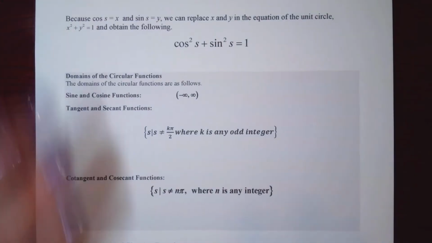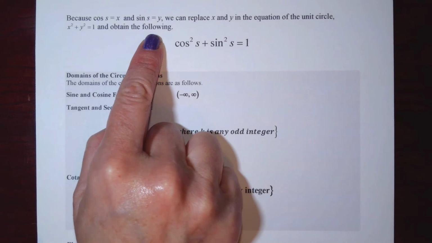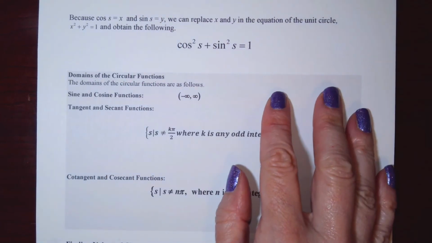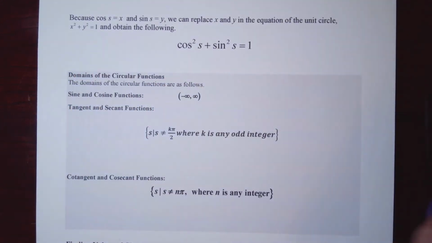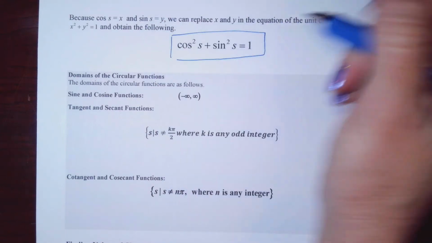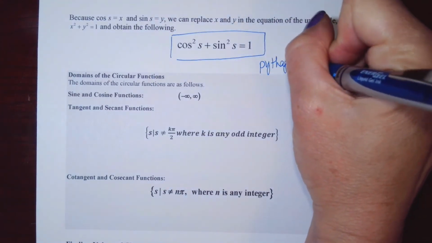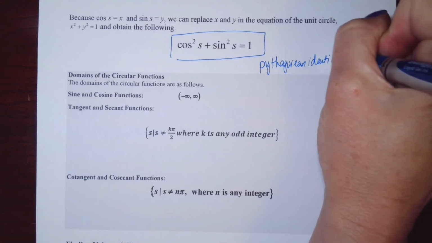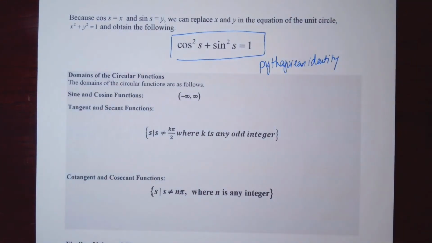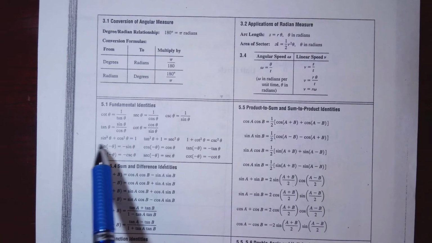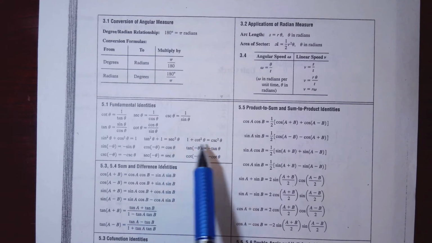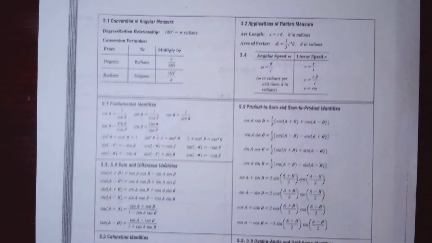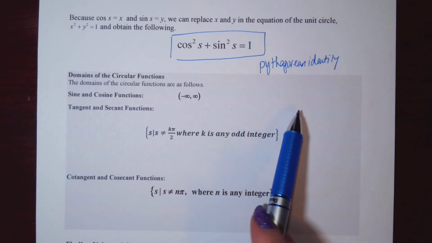All right, because cosine of s is x and sine of s is equal to y, we can replace x and y in the equation of our unit circle, x squared plus y squared equals 1, and that gives us our Pythagorean identity. Now we've already looked at our fundamental identities, and the Pythagorean identity is one of those. Right here in our fundamental identities, sine squared theta plus cosine squared theta is 1, and then we derived the other 2 as well. So that's already familiar to you.